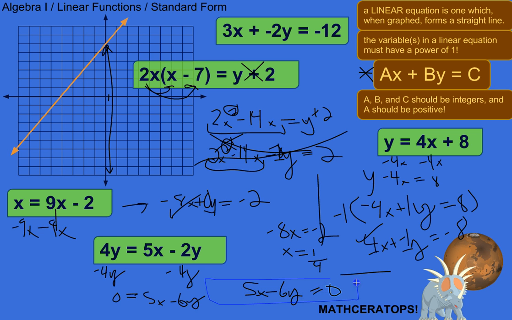So yeah, we've got this in standard form. It's a first degree equation. The variables are just to the power of 1. And so our a is 5, b is negative 6. I'm going to rewrite that as plus negative 6. B is negative 6, and c is 0. So yeah, this is also a linear equation.